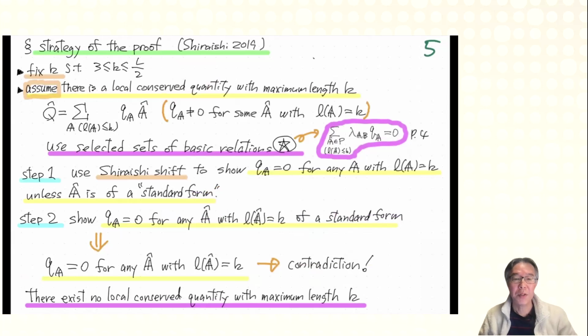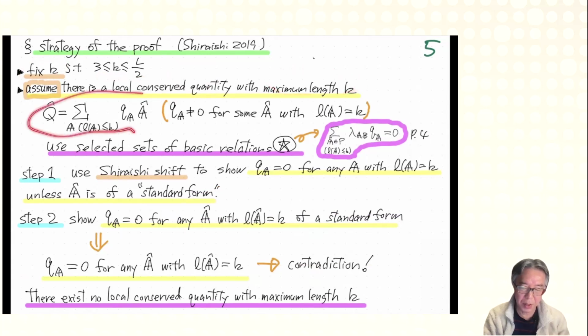Okay, now let me discuss the basic strategy of the proof, which was of course developed by Naoto Shiraishi in his 2019 paper. First of all, we fix the maximum length k in this region. Okay? We then assume that there exists a local conserved quantity with maximum length k.